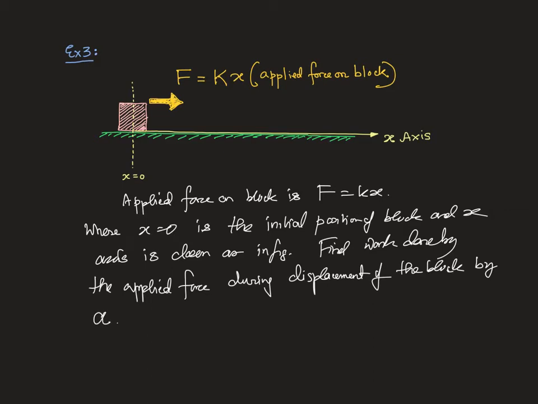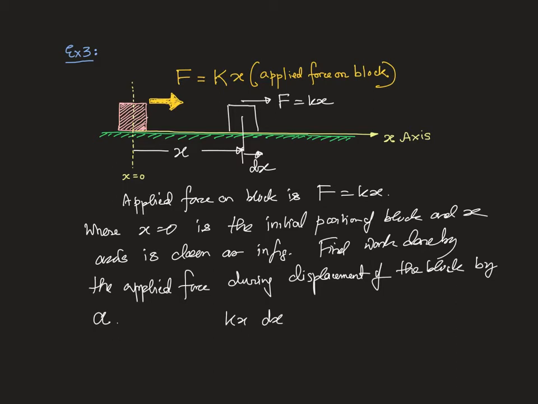So here what we do, this is a variable force. At any intermediate position, let x be the x coordinate of the block, and then a small displacement will be dx, and the force is obviously F equal to kx here. So during displacement dx, what is the work done? It's actually kx dx.